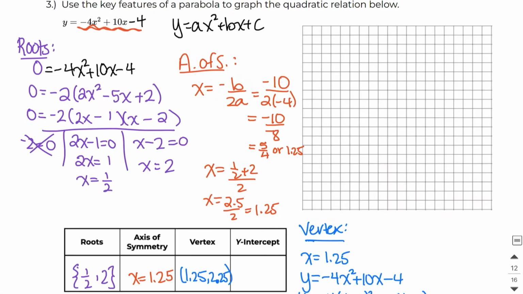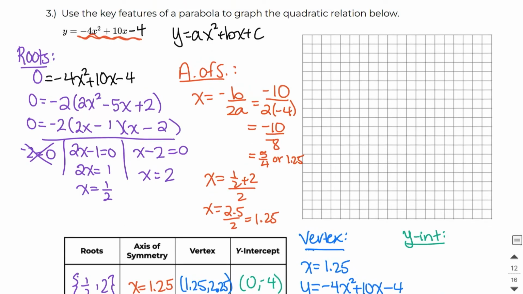So here, my y-intercept will be at the c value, which is -4. So it would be 0, -4. But if you want to show the work out, it's nice and easy. Let's just get this out of the way right here. It would just be y equals -4 times 0 squared plus 10 times 0 minus 4. Cancel, cancel, and I get -4. So that is my y-intercept. So let's go ahead and graph this all out.